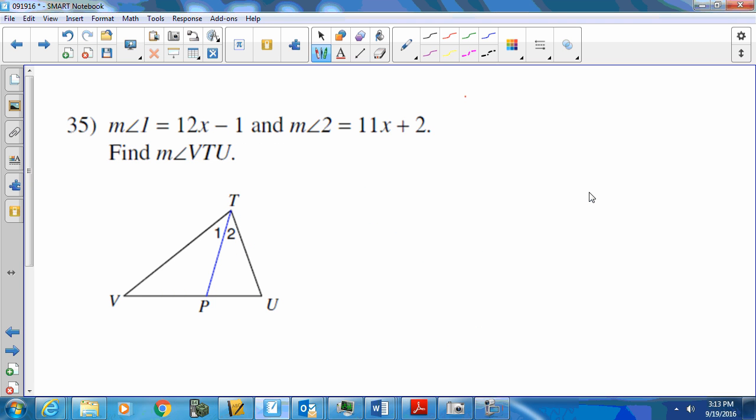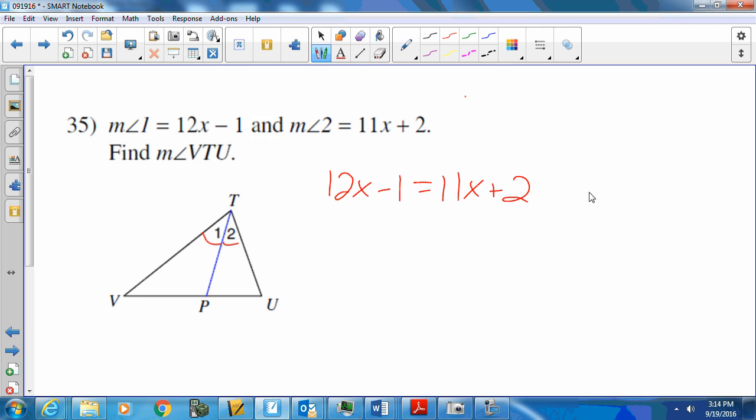All right, looking at number 35, it says the measure of angle 1 is represented by 12x minus 1. And the measure of angle 2 is represented by 11x plus 2. Now, what is the relationship between these two angles? Well, they're obviously equal to one another. Hopefully you figured that out by now. So I have 12x minus 1 is equal to 11x plus 2.